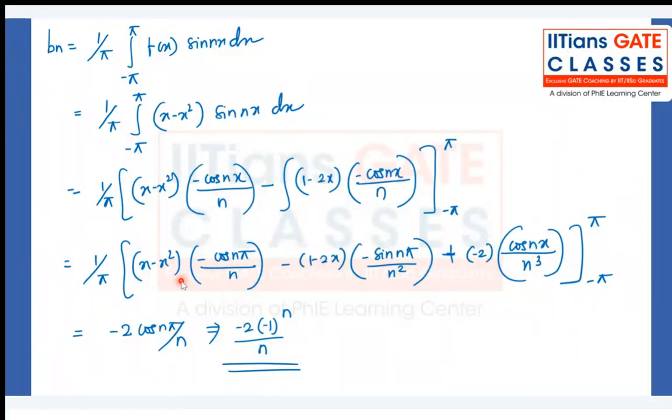For example, you have x minus x square and a sine term. So you may have to break this integral into two groups: x sine of nx, and the second will be x square sine of nx. And then you have to solve them. Okay. Still, it is not that straightforward.